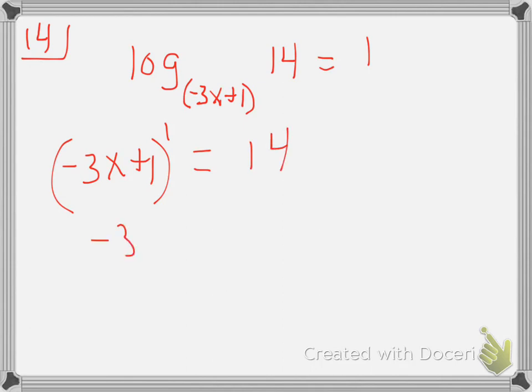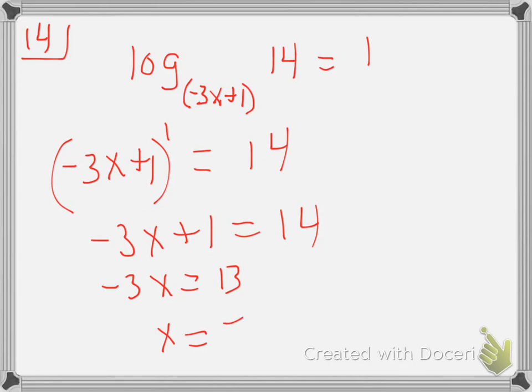Well, that means that negative 3x plus 1 has to equal 14. Negative 3x would equal 13. So x would equal negative 13 over 3. Okay. So, in this one, really easy to check. Negative 13 over 3 times negative 3 is 13 plus 1 is 14. Log base 14 of 14 is 1. And moving on down to number 17.